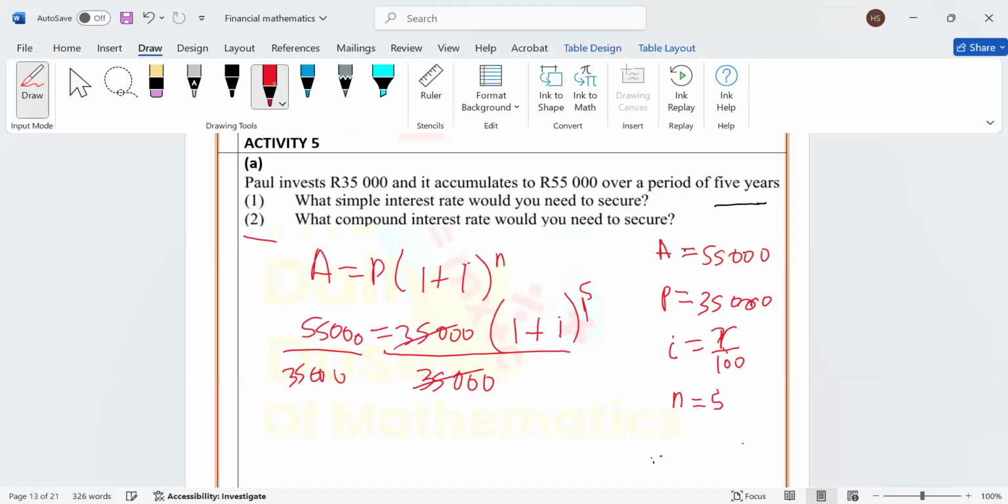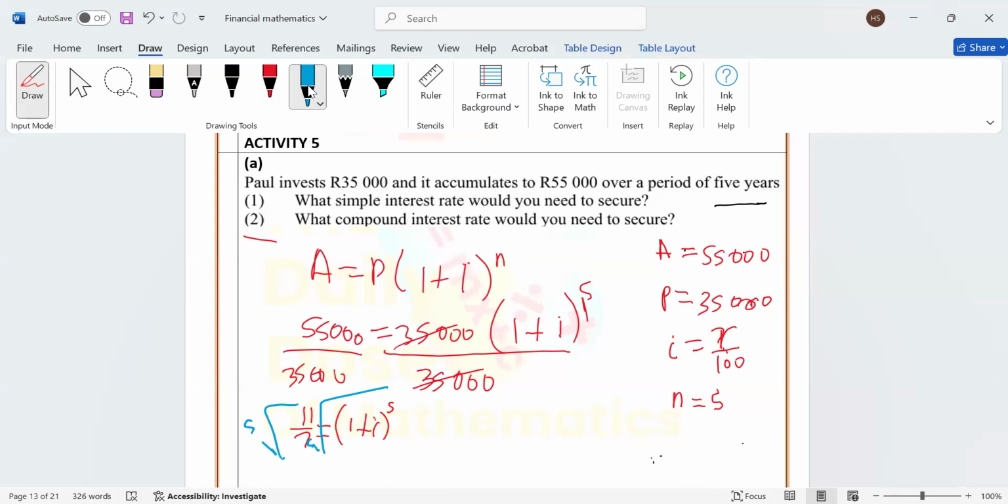Then 35,000 and 35,000 divide each other out. Then 55,000 over 35,000 is 11 over 7. With simple interest, we would break it down, but the compound interest has the power 5 for now. So we're going to take the root of both sides, the 5th root, which undoes the power 5.